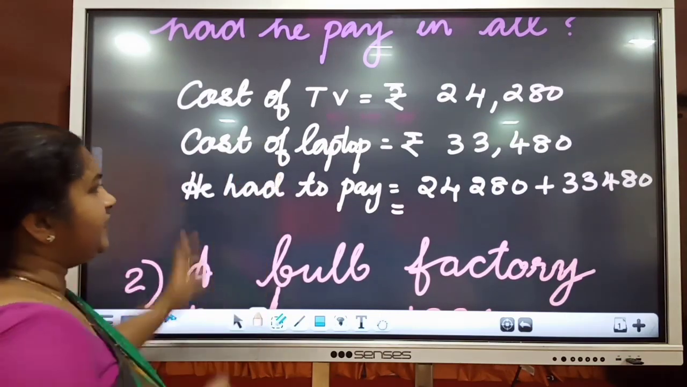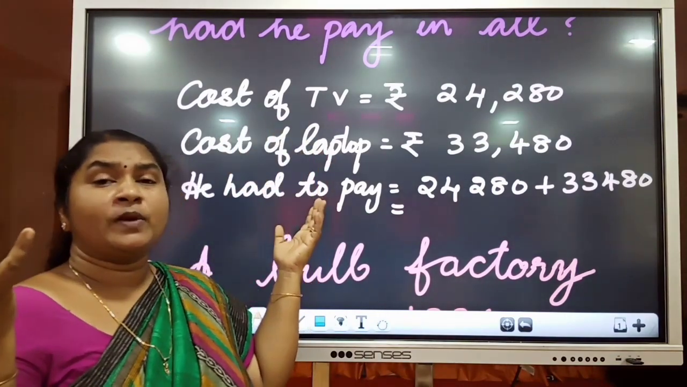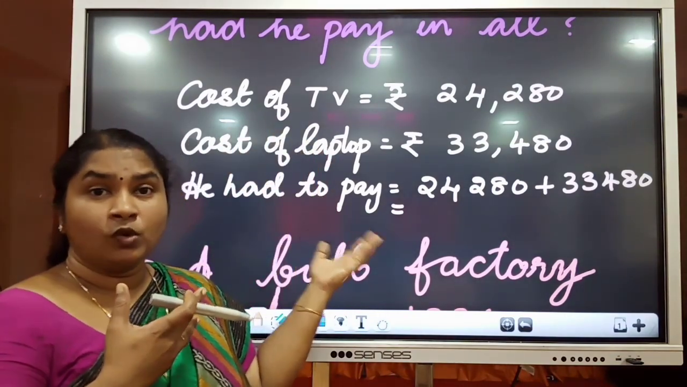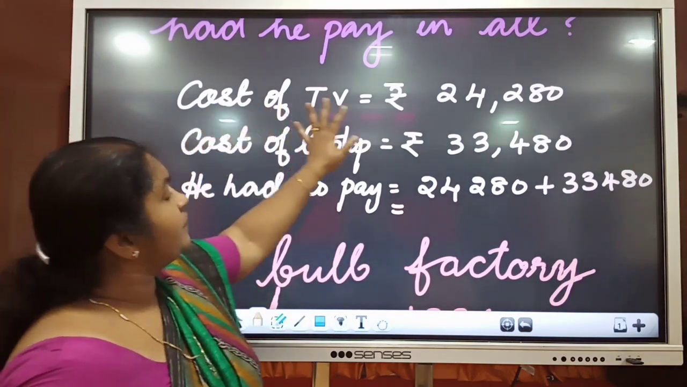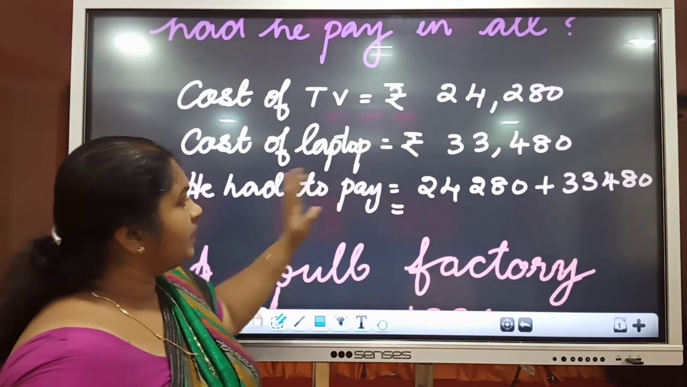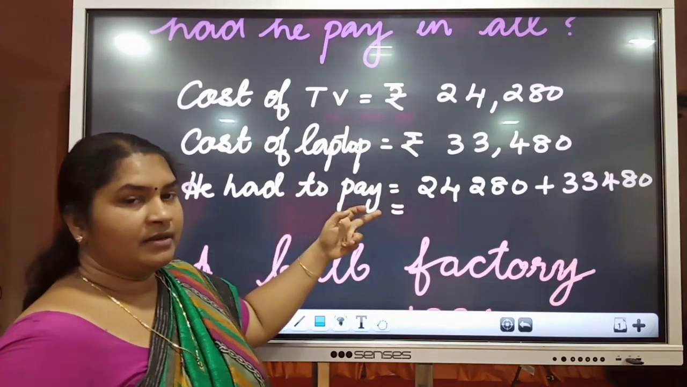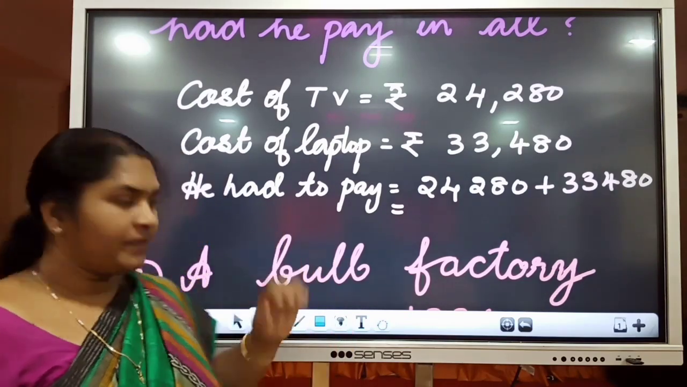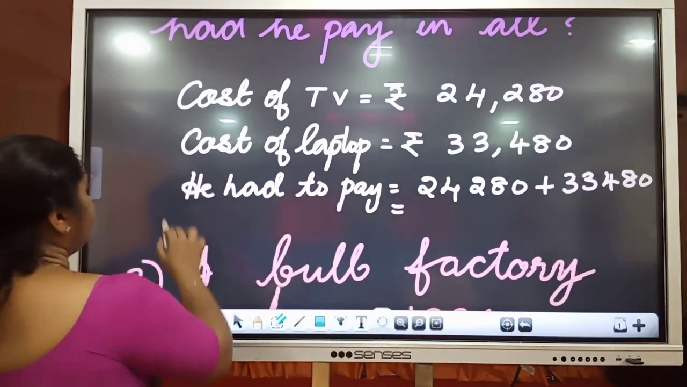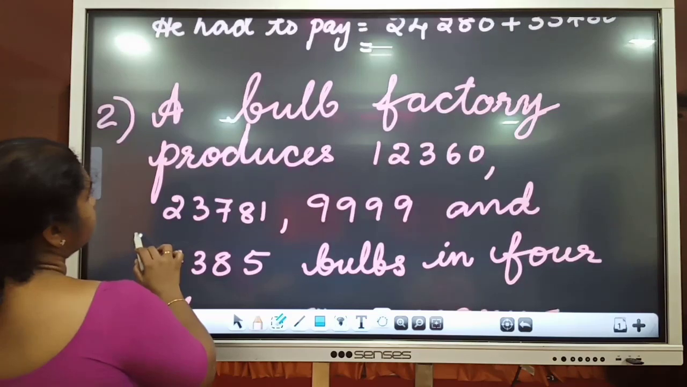See, cost of TV, a short, nothing to worry about. Who bought it? Gupta or Mrs. Gupta, whatever it is, no problem. Cost of the TV, then laptop, amount he had to pay. These two should be added together. That is your duty to do. Now, another question I have written here.